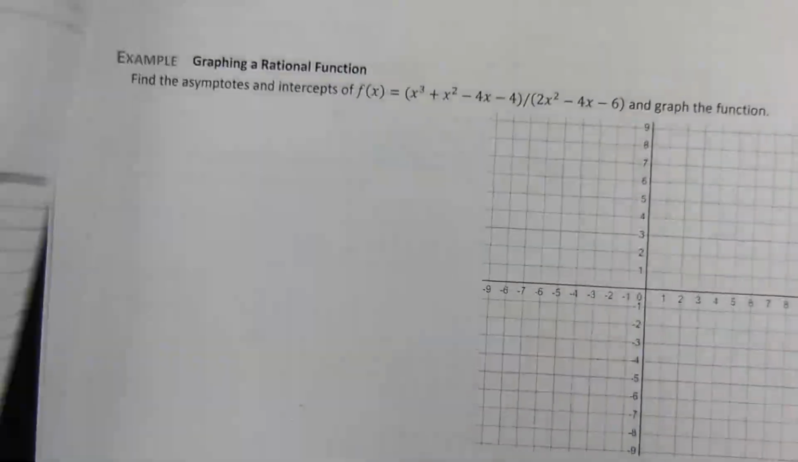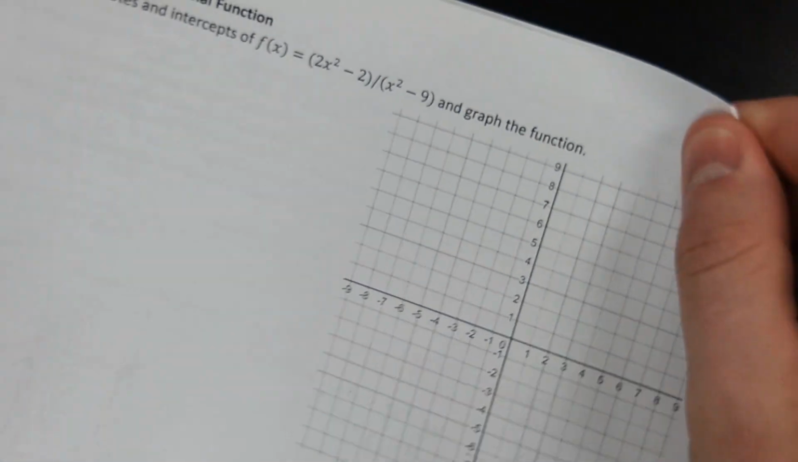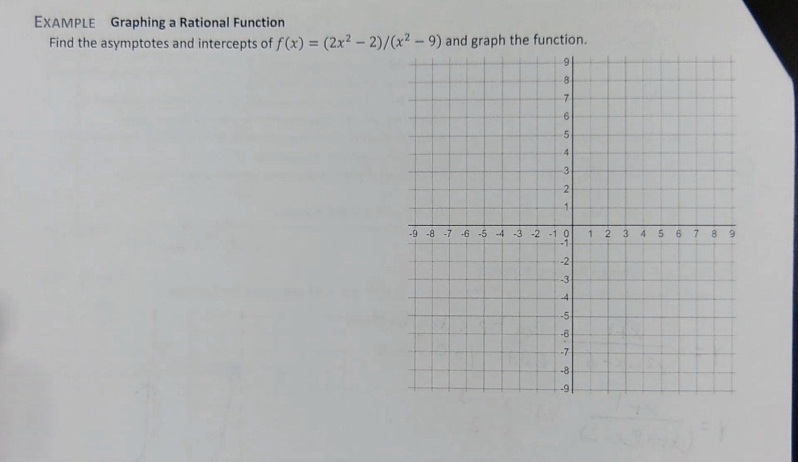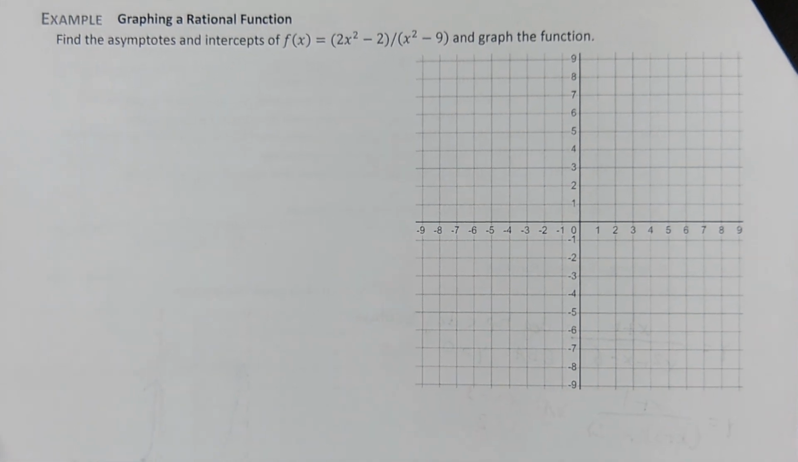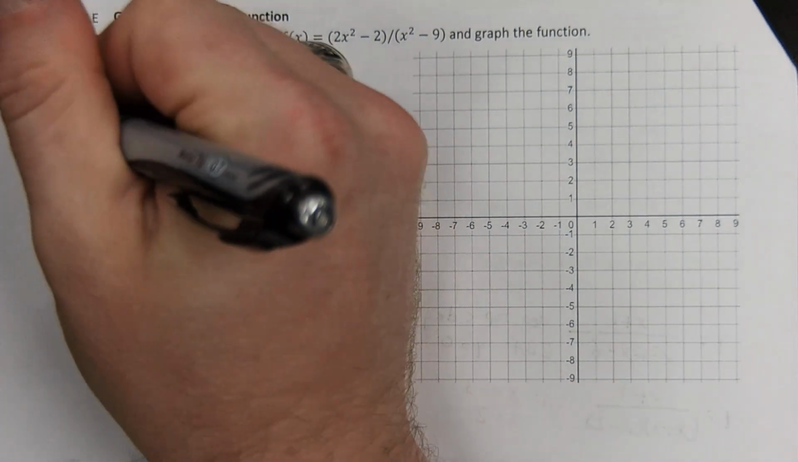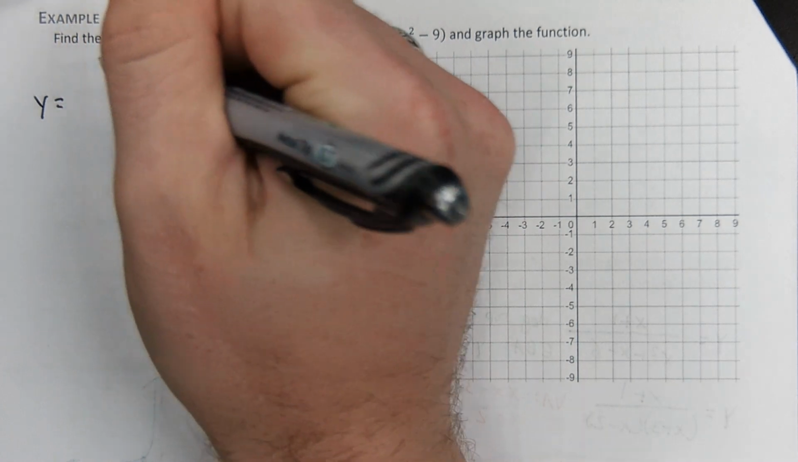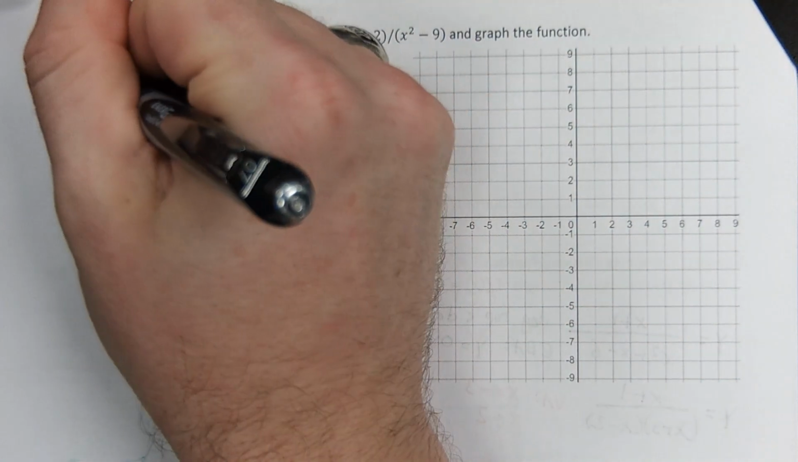So let's do something that's not linear. This one is quadratic over quadratic. And just like last time, I'm going to write it as a stacked fraction and write y equals. Yeah, I turned the page. Okay.